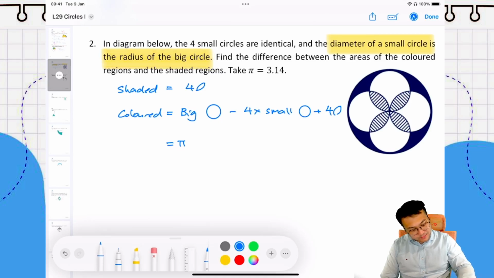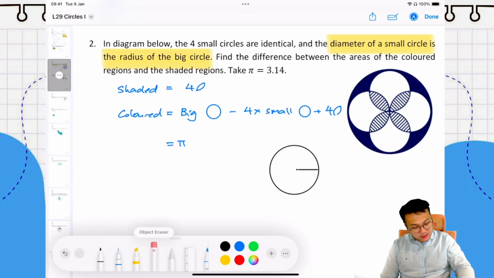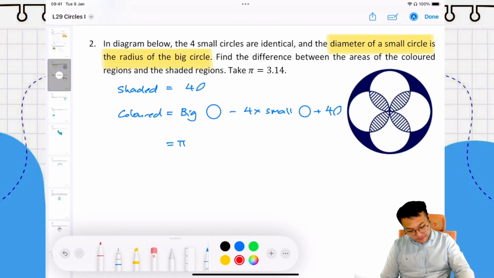Now what's the meaning of a diameter? This is a circle. The radius is starting from the center to the circumference. The diameter is actually from one end to the other end, passing through the center. Oh, looks like a pokeball, right? So this is the diameter, the entire length here. That's the diameter, which is twice the radius. Diameter equals the radius plus the radius. You notice? So they say that the diameter of a small circle equals the radius of the big circle. Makes sense, right? So let's call this 2r.